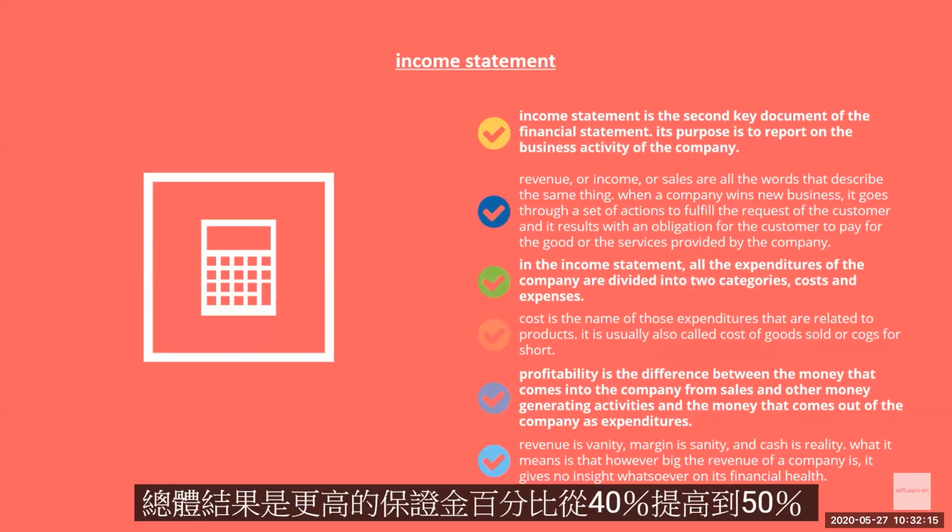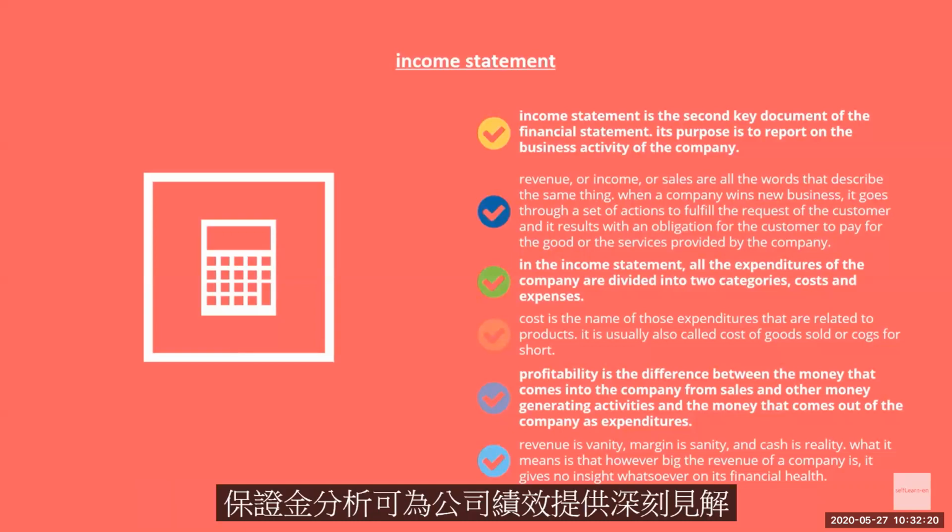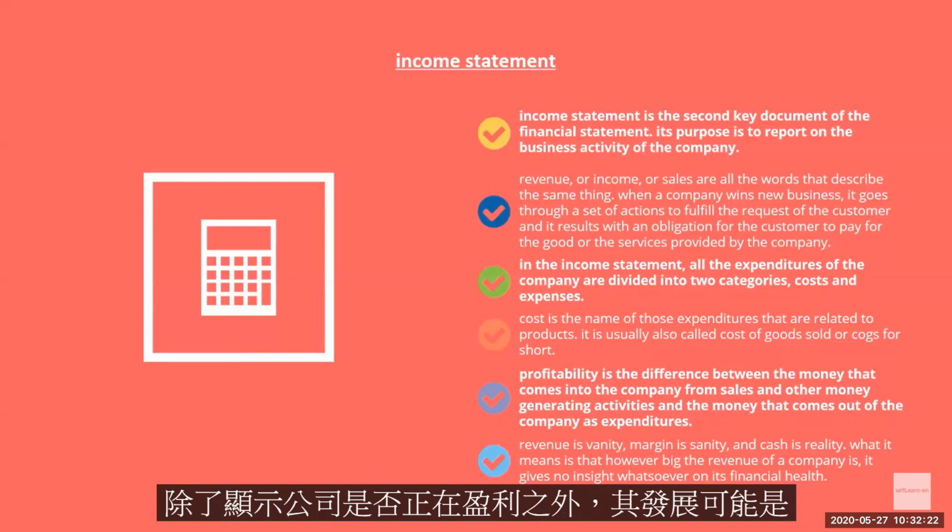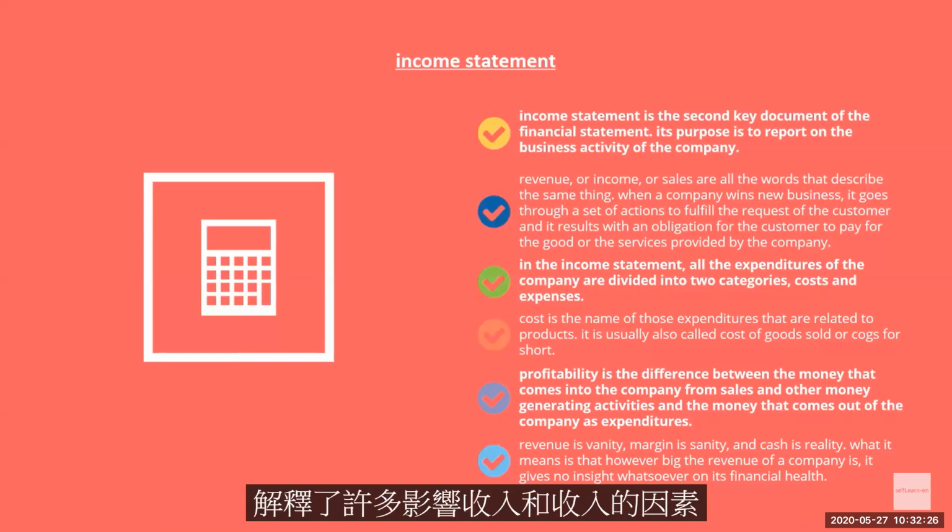The overall result is a higher margin percent, going from 40% to 50%. The analysis of margin gives great insights into the performance of the company. Outside of showing if the company is making profits, its evolution can be explained by a large number of factors that are affecting both revenue and costs. It is by investigating those factors that we get a good understanding of what is working and what's not working in the business performance of the company.